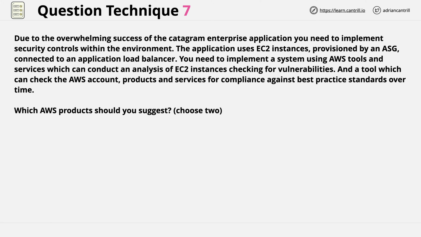Due to the overwhelming success of the Catagram Enterprise application, you need to implement security controls within the environment. The application uses EC2 instances provisioned by an auto-scaling group connected to an application load balancer. You need to implement a system using AWS tools and services which can conduct an analysis of EC2 instances, checking for vulnerabilities, and a tool which can check the AWS account, products and services for compliance against best practice standards over time. Which AWS products should you suggest, and you're required to choose two.